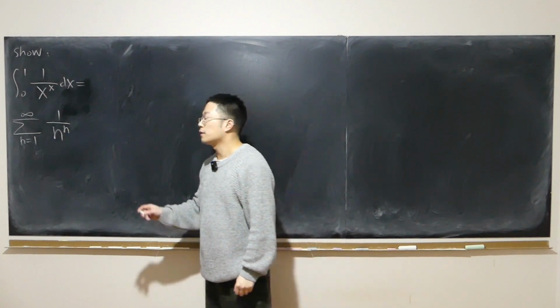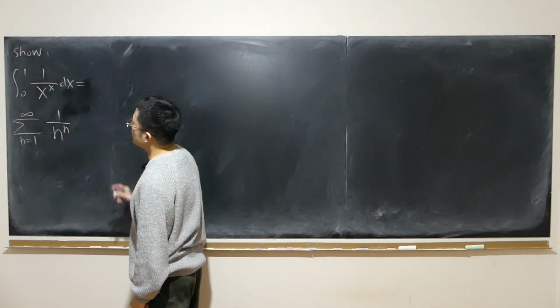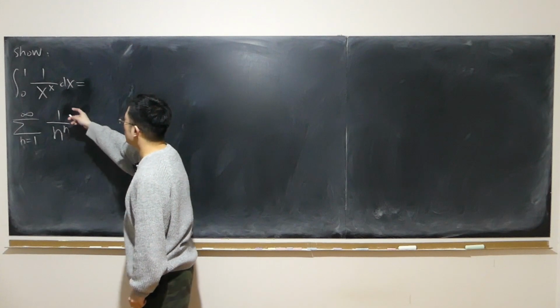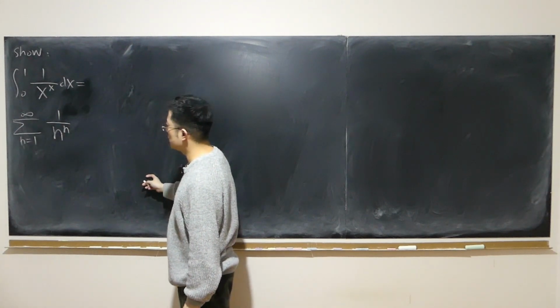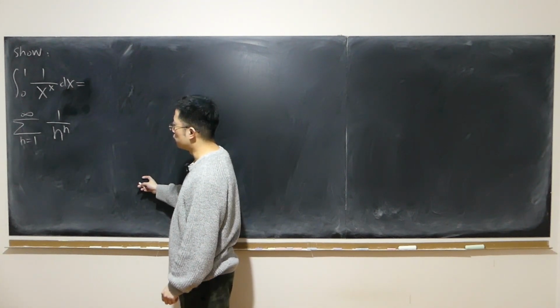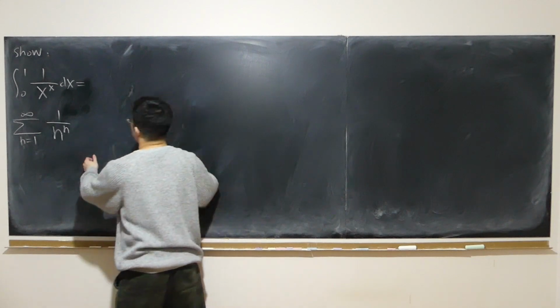Show that these two things are equal. The integral from 0 to 1 of 1 over x to the power of x dx is equal to the infinite sum from 1 to infinity of 1 over n to the power of n.